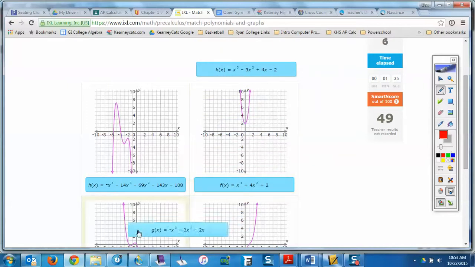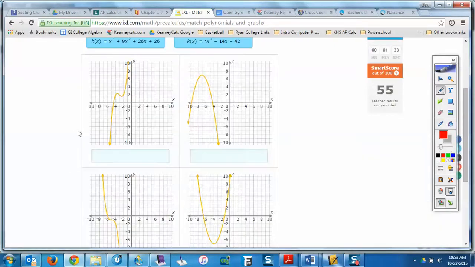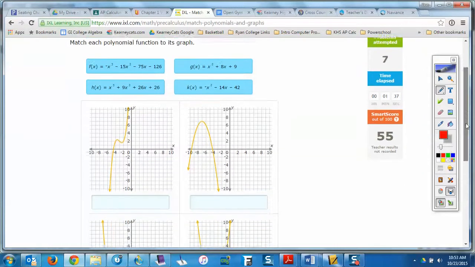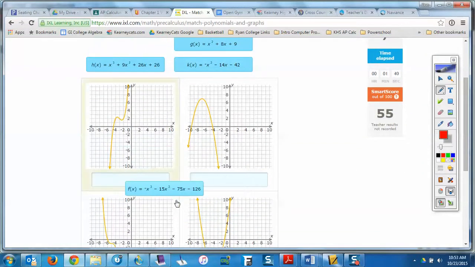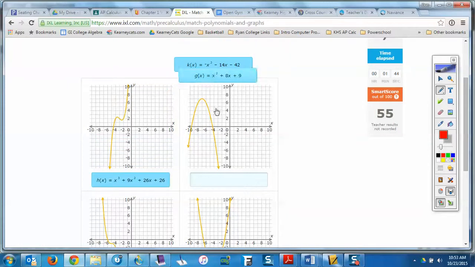Bottom left. Negative x cubed, right? The tail goes up to down. And then positive x cubed, okay, pretty easy. And again, you can go through these yourself depending on what you think you need here. But again, a negative x cubed is that one. Positive x cubed, positive x squared, negative x squared.